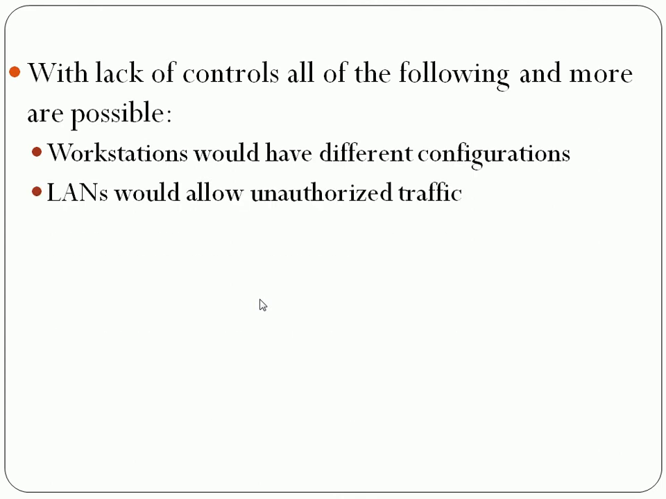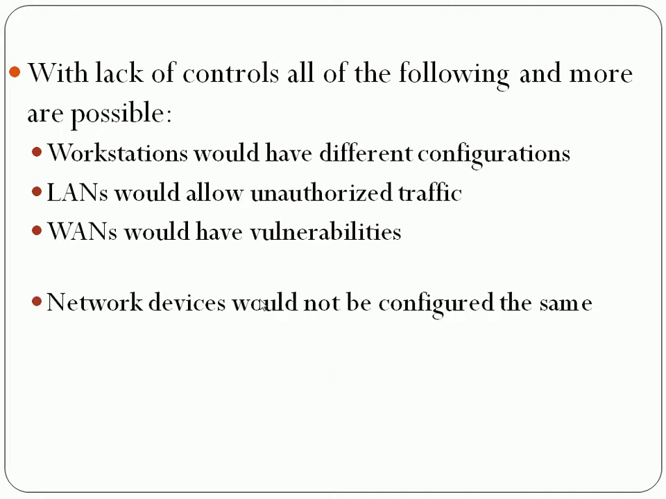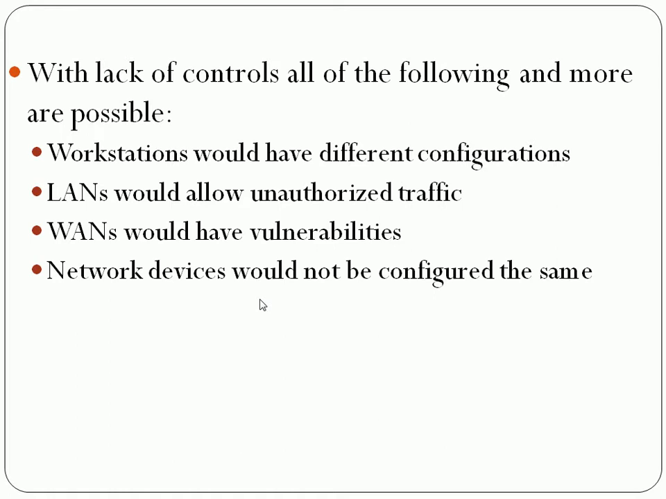LANs would allow unauthorized traffic, like listening to internet radio, if that's something you don't want people to do for certain reasons on certain networks. So quality of service can be affected, which again, availability is really important to us in IT security. WANs would have vulnerabilities. Our network devices would not be configured the same. So again, you get that drift over time between all these different devices.